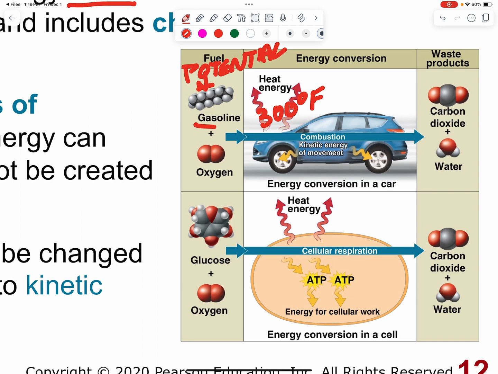Back to the concept. Potential energy. Gasoline is made out of carbon. So the number 87, 91, 93, this is a measure of how many carbons are in the molecule. The bigger the number, the more potential energy the gas has. So it's a little more expensive. But when it's combusted, it becomes energy conversion of kinetic. So this energy conversion column is the kinetic energy.